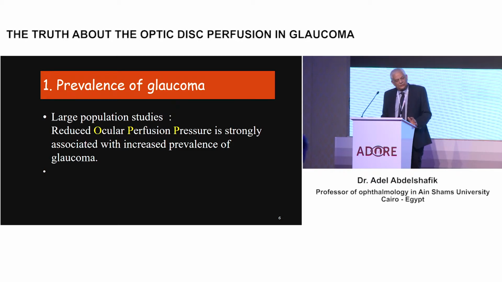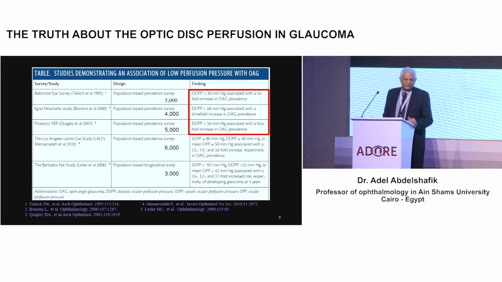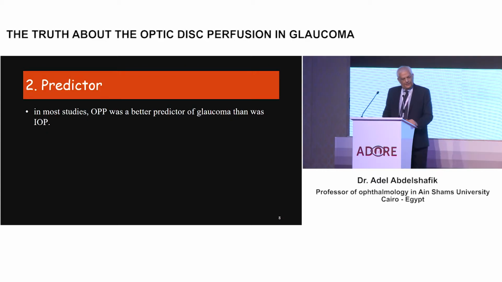Large population studies showed that there is a reduction in the ocular perfusion pressure, and this is strongly associated with the prevalence of glaucoma. As you can see here, in this huge number of study persons, the perfusion is a risk factor for the prevalence. Different studies vary between 3 times to 6 times more prevalence when there is a reduction of the ocular perfusion pressure. Again, most of the studies showed that ocular perfusion pressure was a better predictor for glaucoma than the IOP.